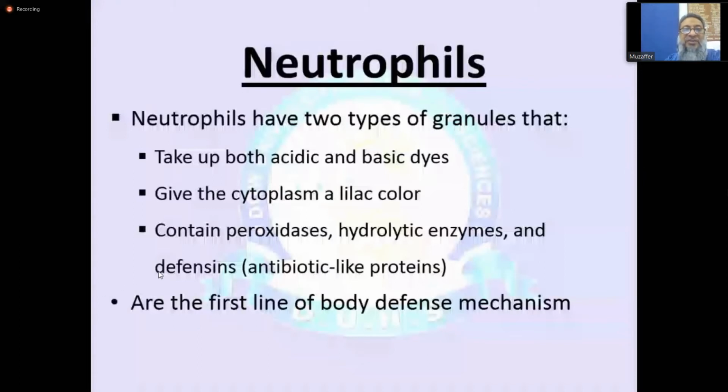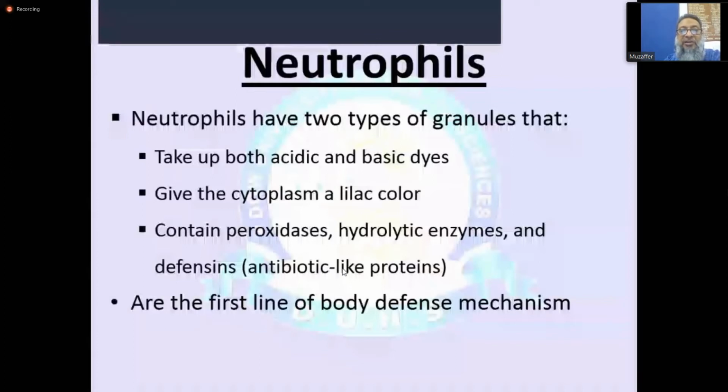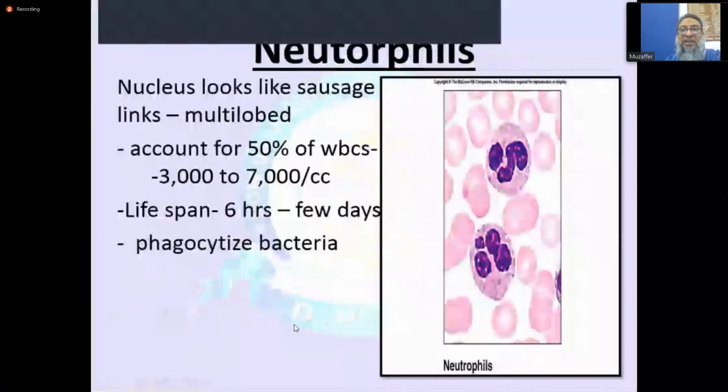defensin, an antibiotic-like protein, which kills the microorganism and helps in the digestion and phagocytosis. These are the first line of body defense mechanism inside the blood. And you can see here in this diagram, the nuclei are multi-lobed.